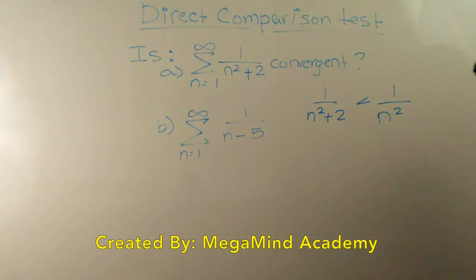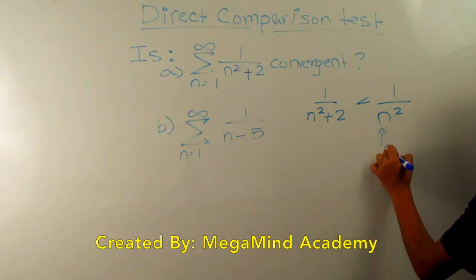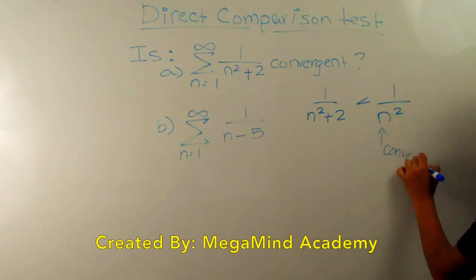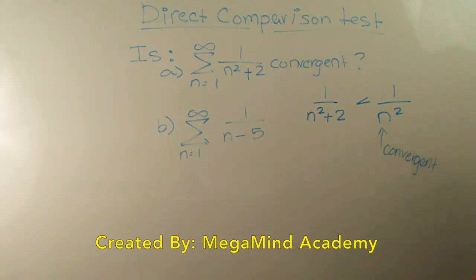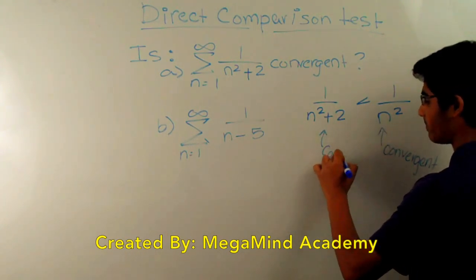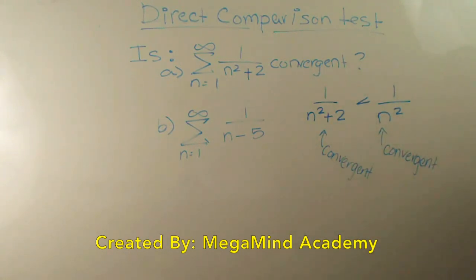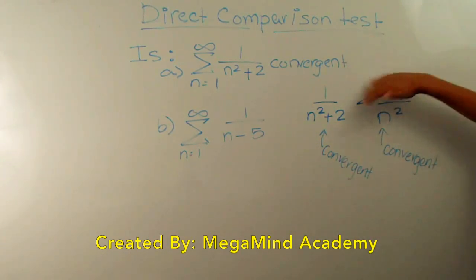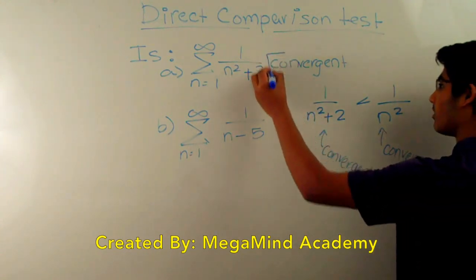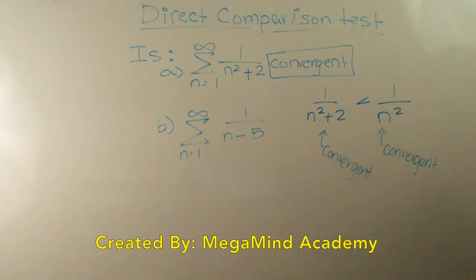So we do know that 1 over n squared is convergent because it is something that we should know. So because 1 over n squared is convergent, and because it's monotonically decreasing and positive, then that means that this function is also convergent. So this is the first application of the direct comparison test. Let's just erase the question mark and then box the convergent. Now let's move on to problem B.